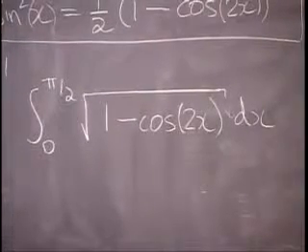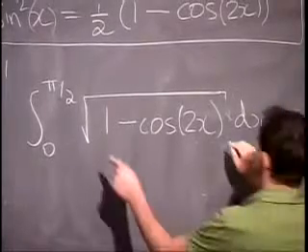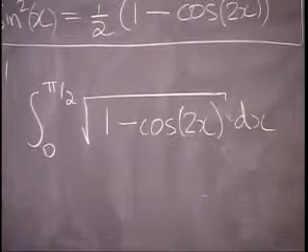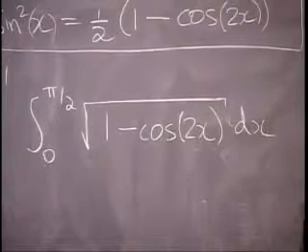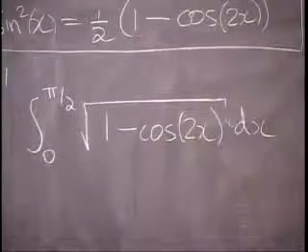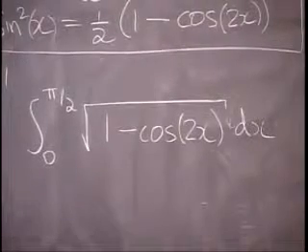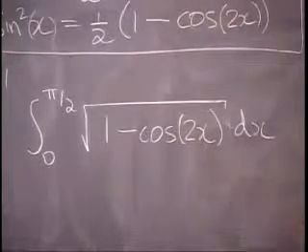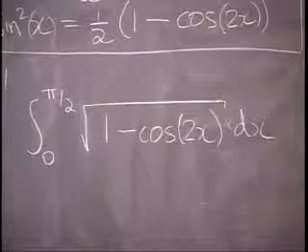Integration by parts, I don't know, you could try letting this be u and that be dv or something. But it seems pretty nasty. Then you'd have to differentiate this. Right? When you do integration by parts, you differentiate the u piece. I don't want to differentiate the square root of 1 minus cosine 2x. So let's use the trig identity.